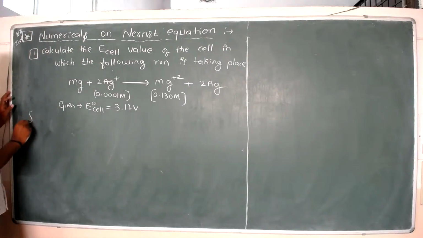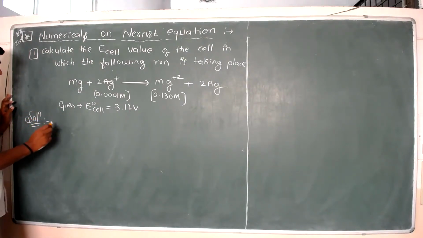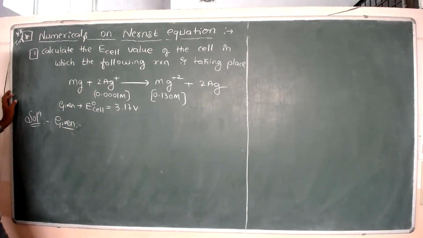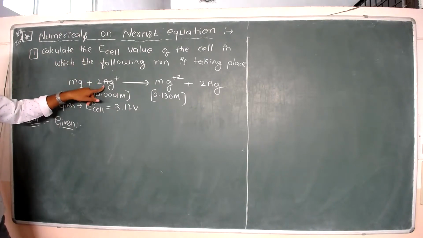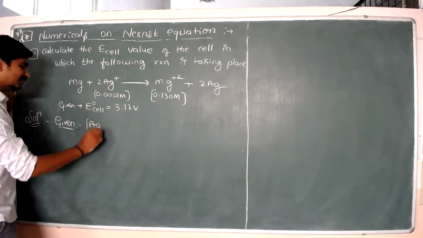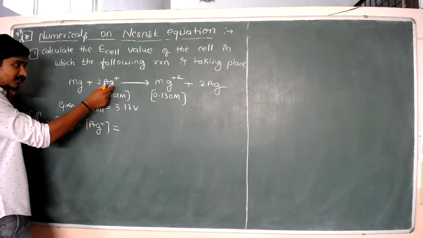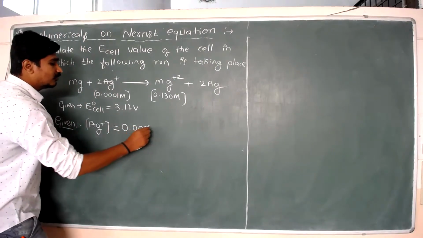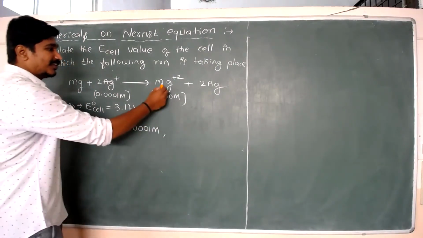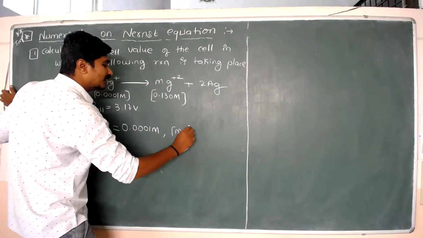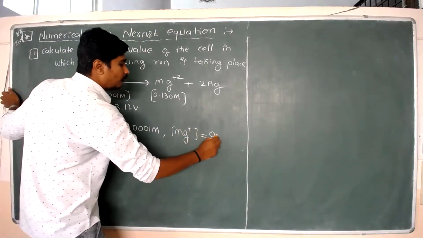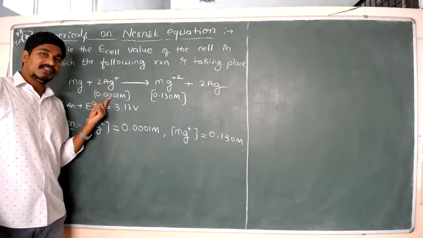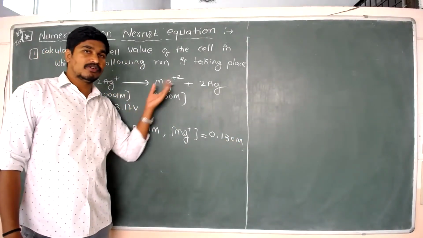Solution. First, write down the given data. What are the given things we should write first? He gave the concentration of Ag plus ion, 0.0001 M, and he is giving the concentration of Mg plus 2 ion, 0.130 M. Here the concentration of Ag plus ion is given, and here the concentration of Mg plus 2 ion is given.